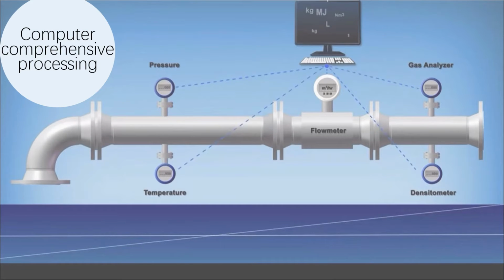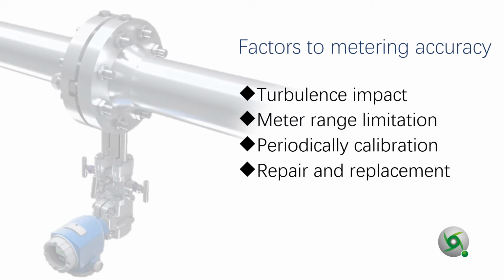Modern metering systems use computers to process pressure, temperature, and flow meter data to improve the accuracy of metering. But the accuracy of the flow meter is the foundation. Turbulence, meter range limitation, periodic calibration, and repair and replacement are key factors for metering accuracy.